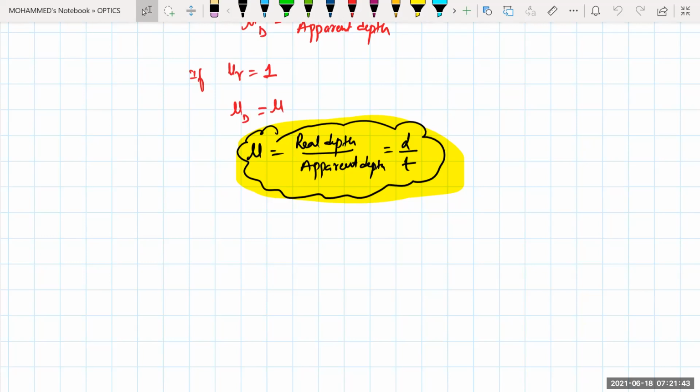So the object is in the denser medium and it is seen from the rarer medium. Now tell me what will be the basic condition right now? I have got everything here. So the shift will be equal to how much in this case?